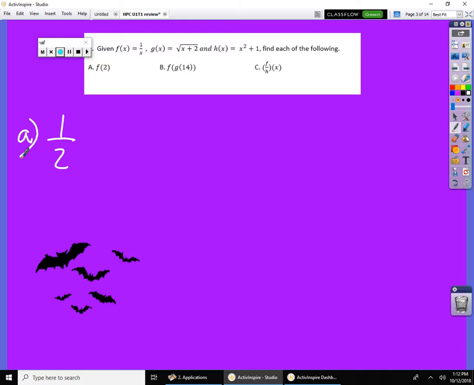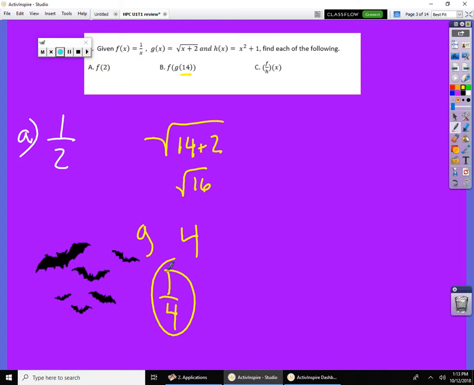All right, so the next lovely one. I'm going to start with 14 in which function? G. So I'm going to do the square root of 14 plus 2, which is the square root of 16, which is 4. I only take positive 4 because the square root was already in the problem. I didn't put it in the problem. Are we good? Now I'm going to plug this into the f function. So 1 over 4 is my final answer. Cool?